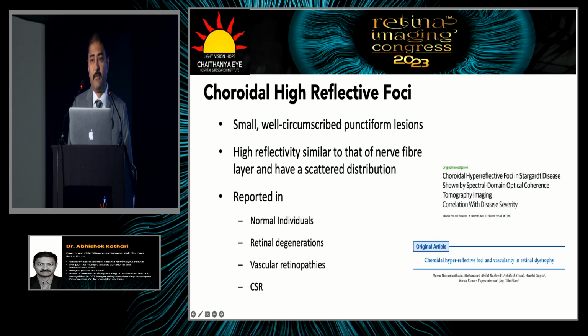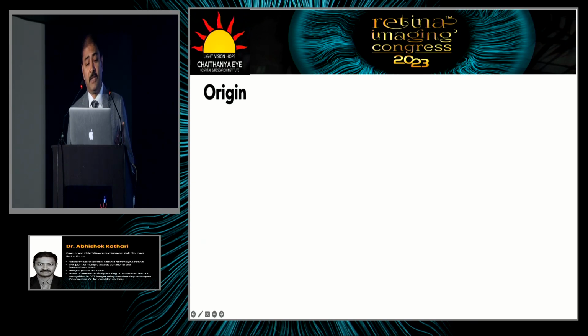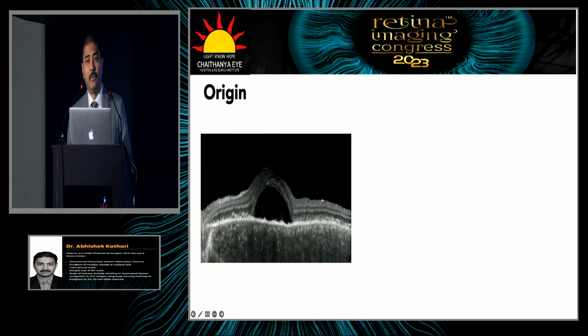And they have been reported in a wide variety of cases. They've been reported in normal individuals, very commonly in retinal degenerations, in vascular retinopathies like diabetic retinopathy, and also in CSCR and choroidal inflammation. Now, there are several ways to look at them: you can look at them in the en face or in the B-scan images.